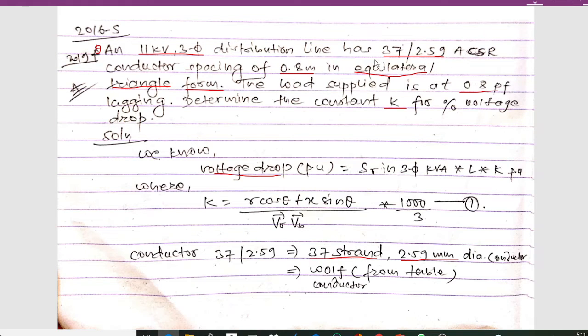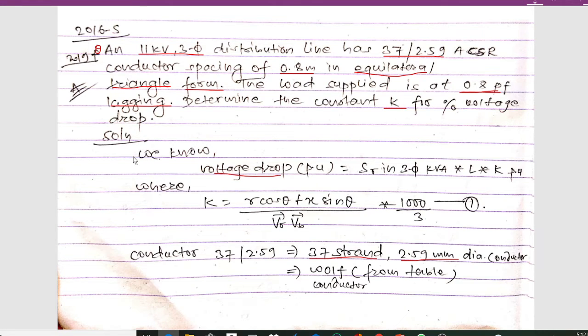37/2.59 ACSR conductors. The spacing is given as 0.8 meters, and the conductors are spaced in an equilateral triangle form. The load supplied is at 0.8 power factor, and the power factor is given as lagging. Here we have to determine the constant K for percentage voltage drop.